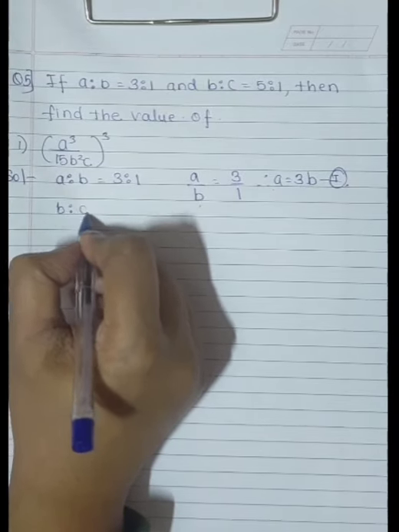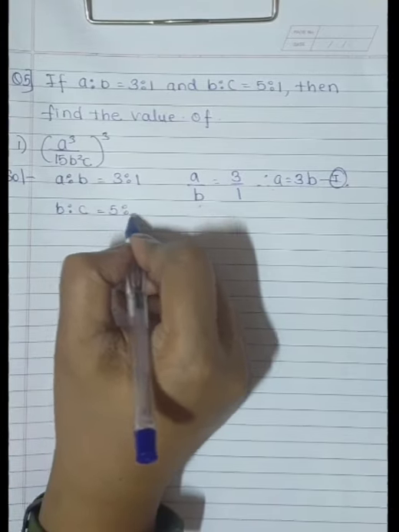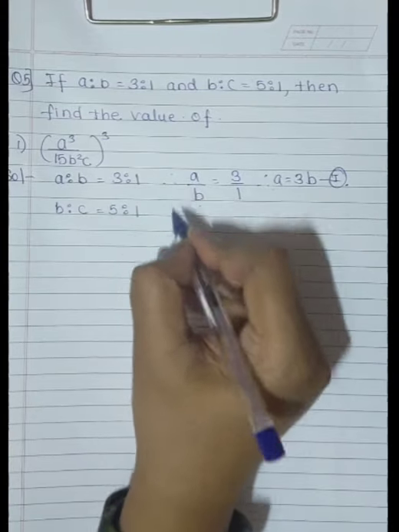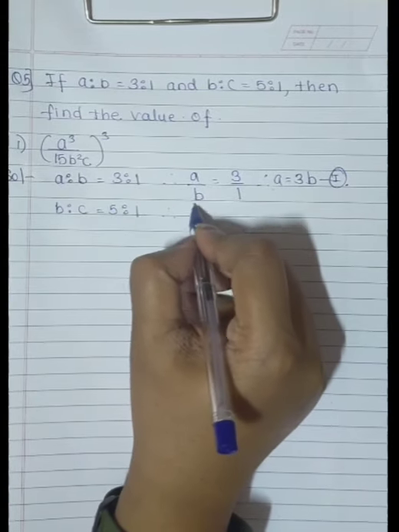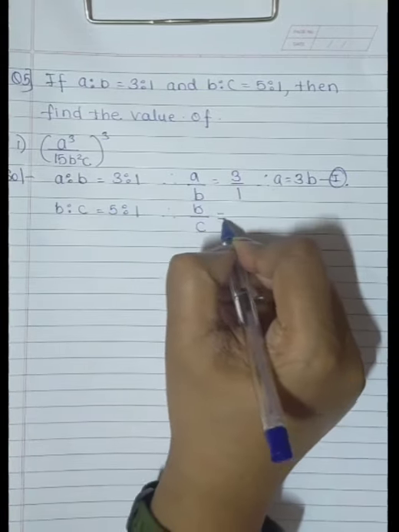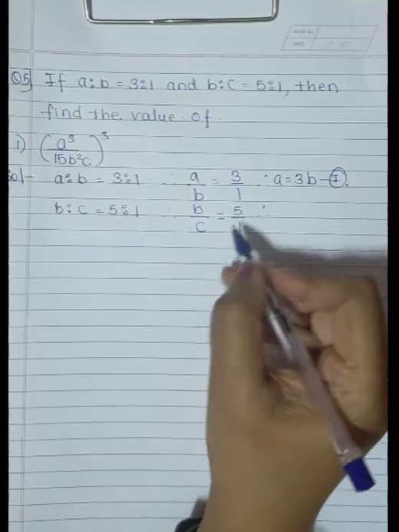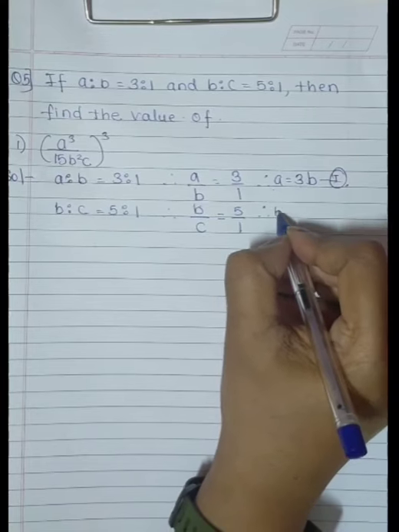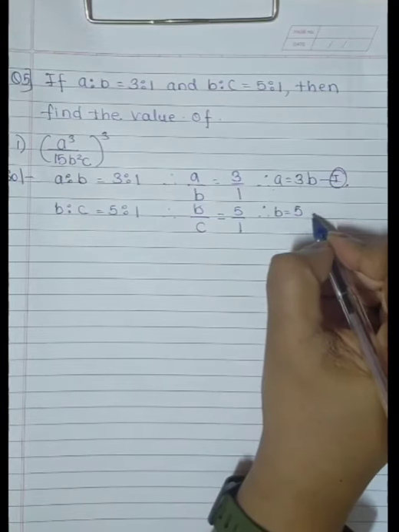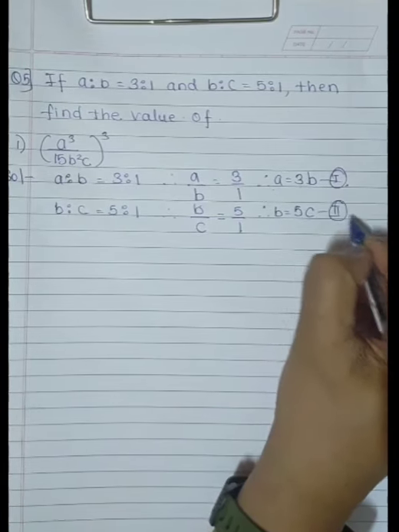Now second, what is given? B is to C is given as 5:1. Again we'll write in numerator and denominator form. B upon C is equal to 5 upon 1. Therefore after cross multiplication we will get B is equal to 5C. This is our second condition.